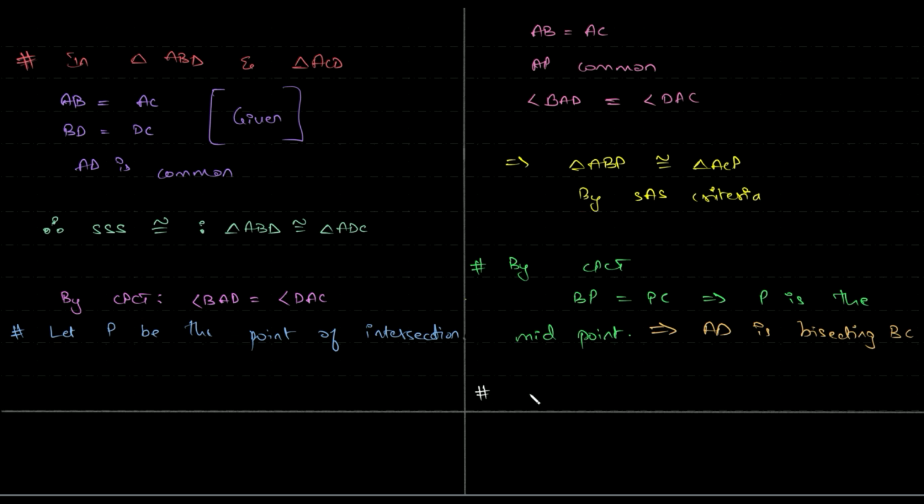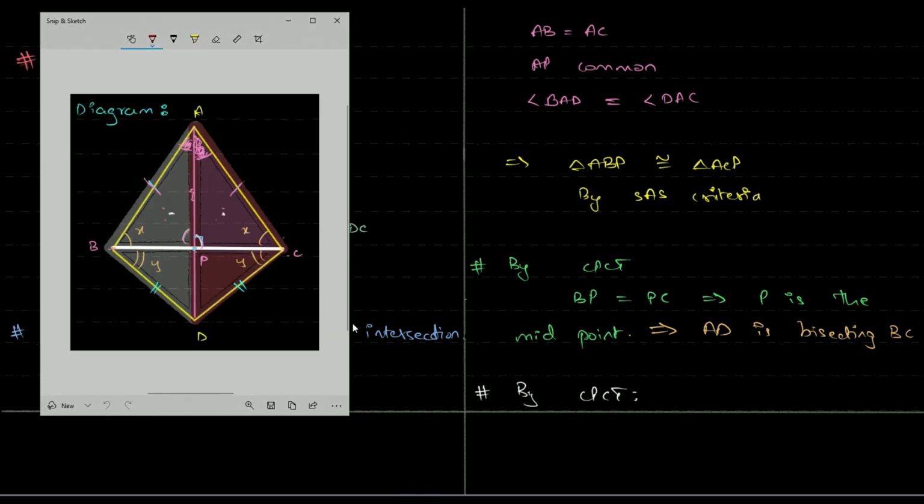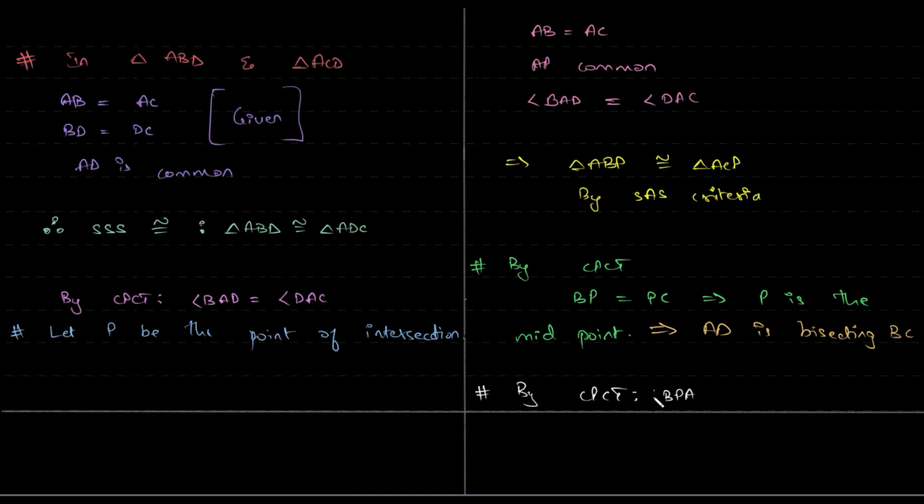Then the next thing is, by CPCT, we have angle BPA is equal to angle APC. Let angle BPA be equal to x. Therefore, angle APC is also equal to x. Right, guys? Now on to the next step: angle BPA plus angle APC is equal to 180 degree. Why? Because they are linear pair.